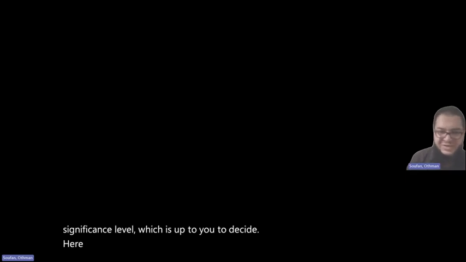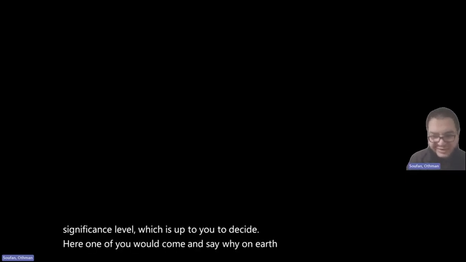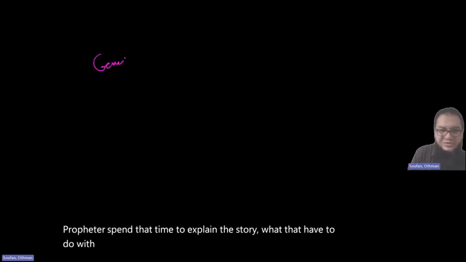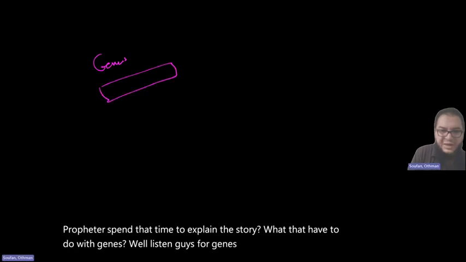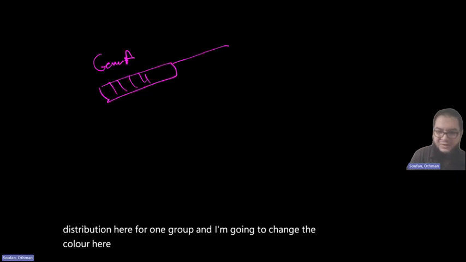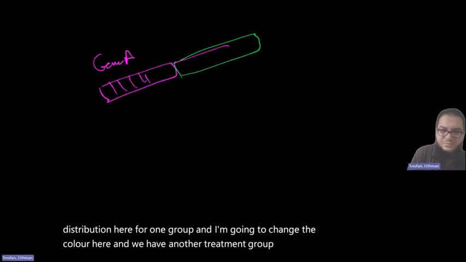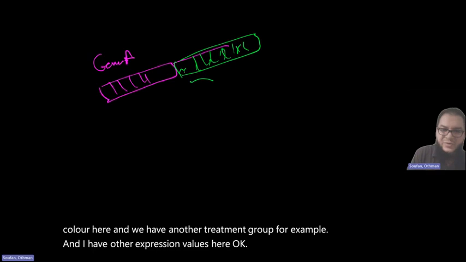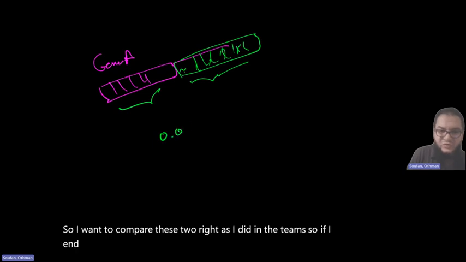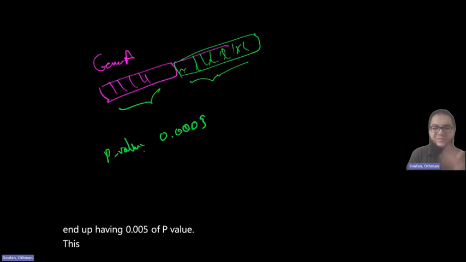Here, one of you would come and say, why on earth does the professor spend that time to explain the story? What does that have to do with genes? Well, listen, guys, for genes, this is gene A, and it has a distribution here for one group. And I'm going to change the color here. And we have another treatment group, for example. And I have other expression values here, okay? So I want to compare these two, right? As I did with the teams. So if I end up having 0.0005 as the p-value, this means they are very different.